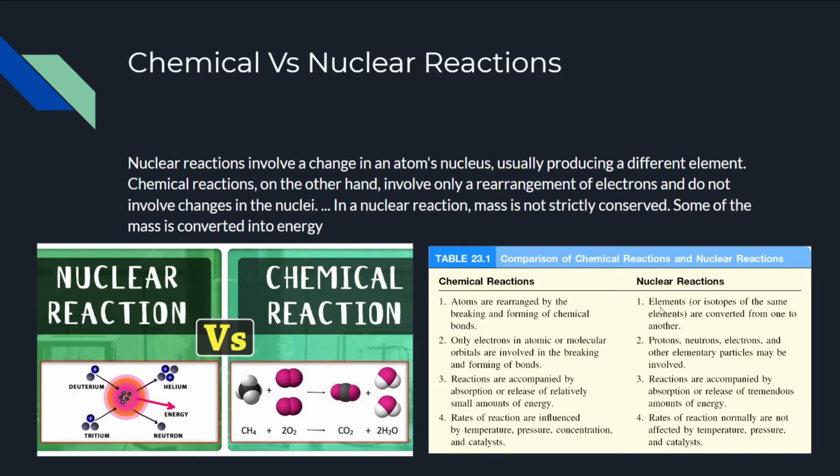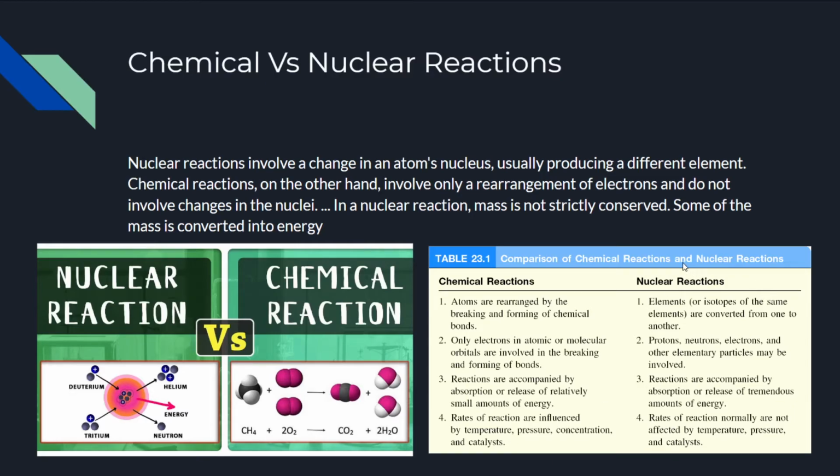And we can see another comparison. Atoms are rearranged in chemical reactions by the breaking and forming of chemical bonds. Only electrons in atomic or molecular orbitals are involved in the breaking and forming of bonds. Reactions are accompanied by absorption or release of relatively small amounts of energy, and rates of reaction are influenced by temperature, pressure, concentration, and catalysts.